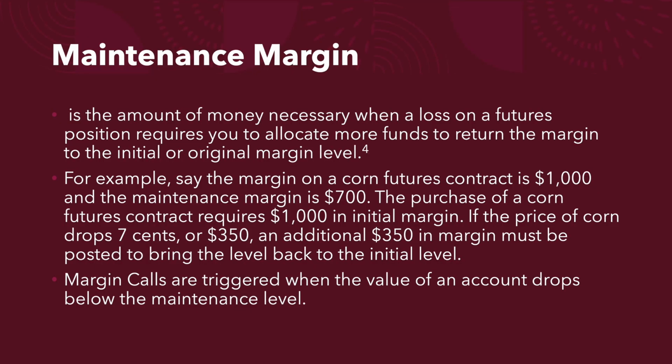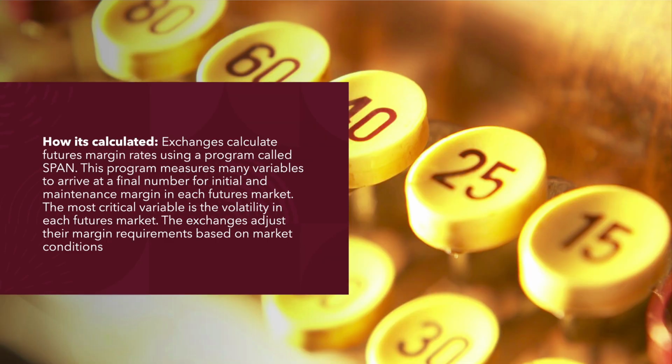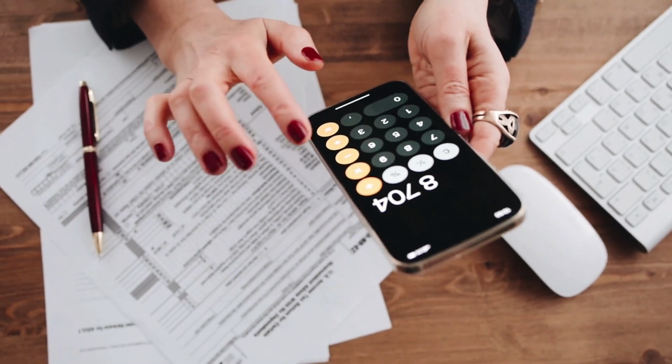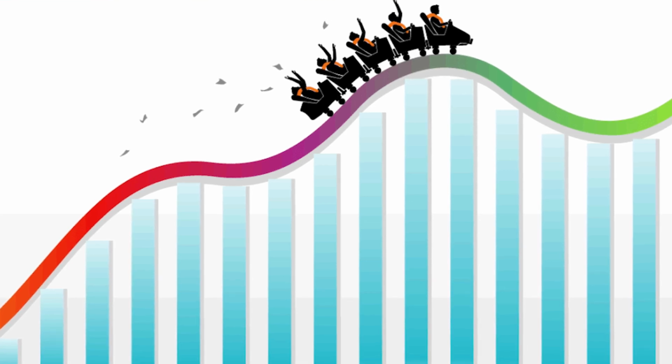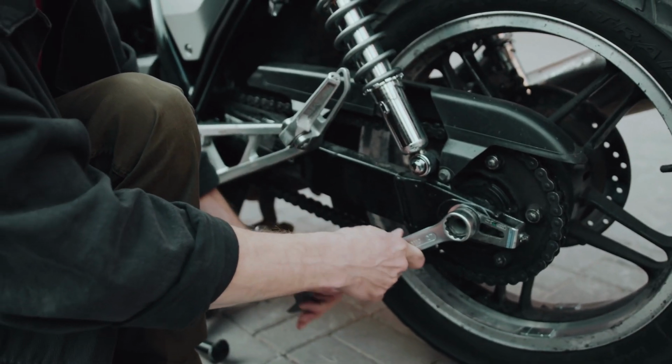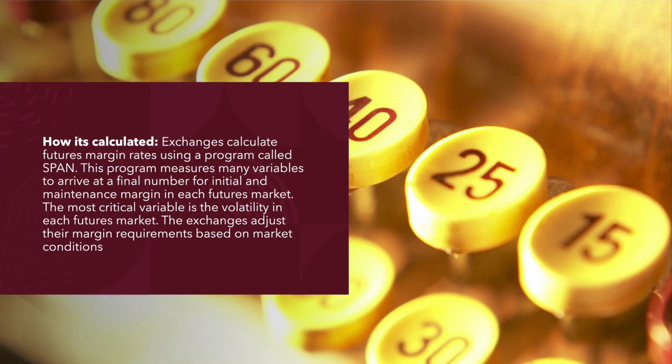So you're probably wondering, well, how do they come up with the initial margin and the maintenance margin calculation? And that is through something called SPAN. This is a program that measures many variables to arrive at a final number for initial and maintenance margin in each futures market. The most critical variable is the volatility in each futures market. The exchanges adjust their margin requirements based on market conditions.